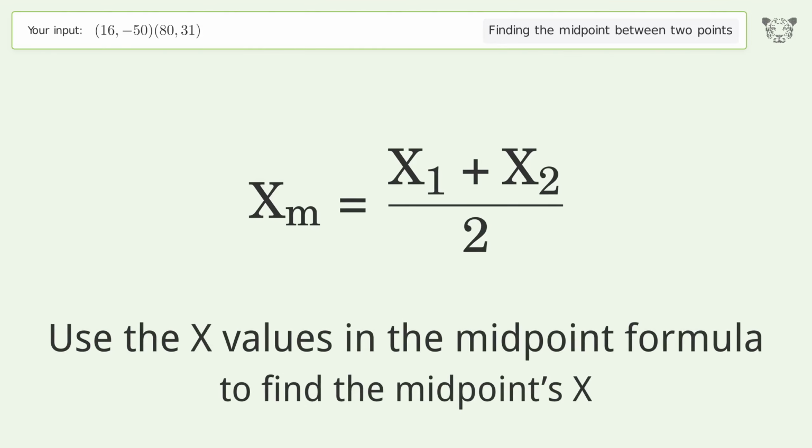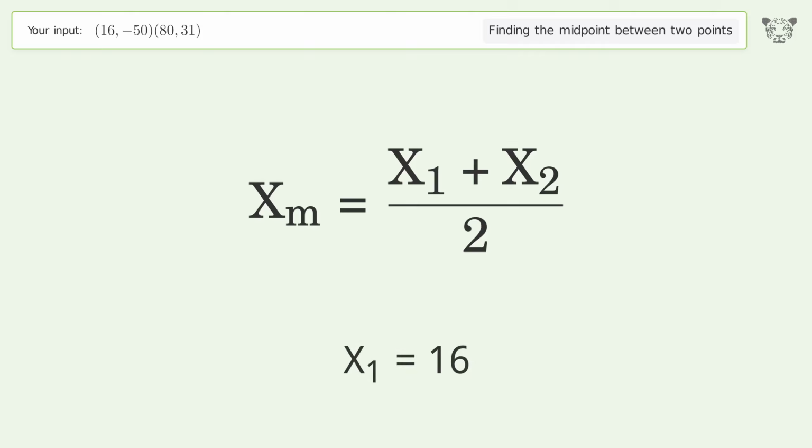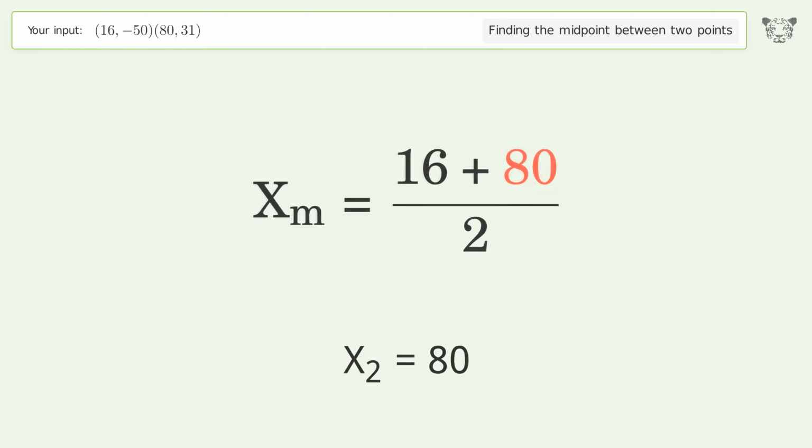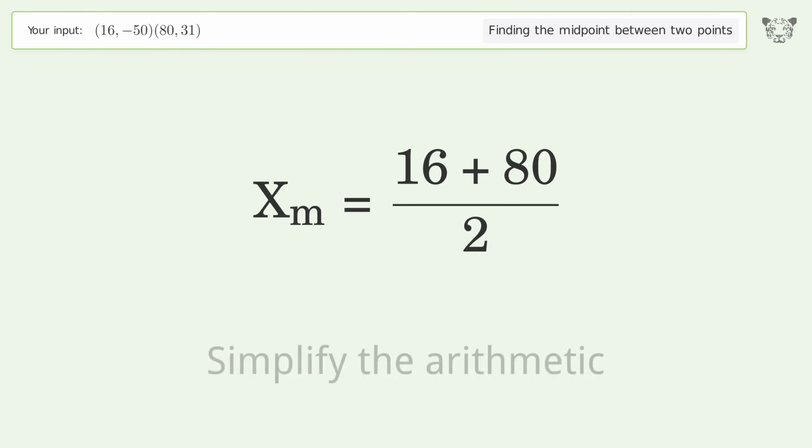Use the x values in the midpoint formula to find the midpoint's x. x1 equals 16. x2 equals 80. Simplify the arithmetic.